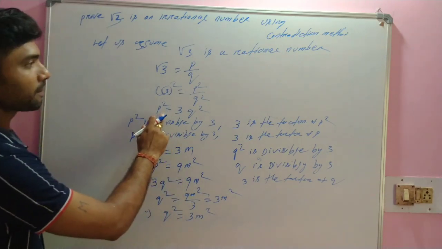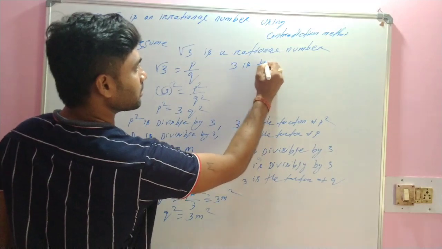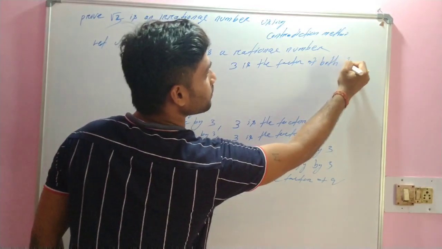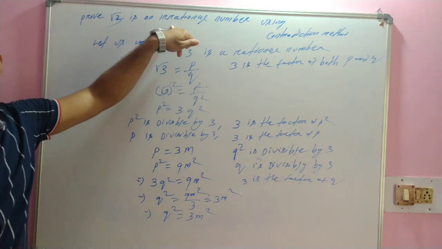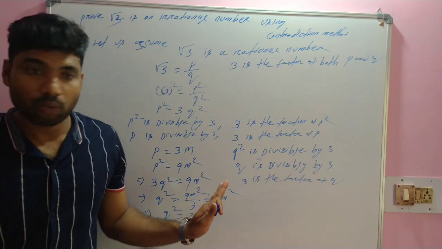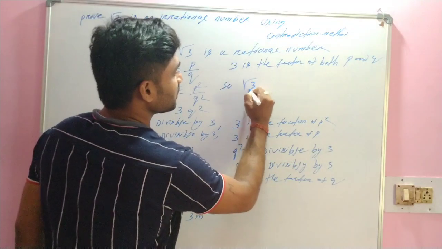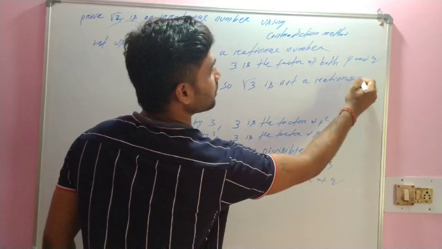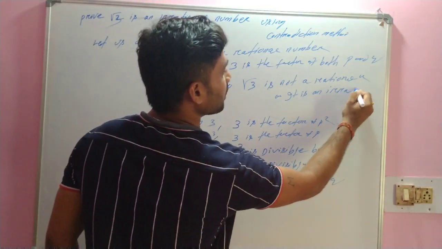So 3 is a factor of both P and Q. If it is a rational number, P and Q have only one common factor, 1. They have no common factor except 1. But here the common factor is 3. So root 3 is not a rational number; it is an irrational number.